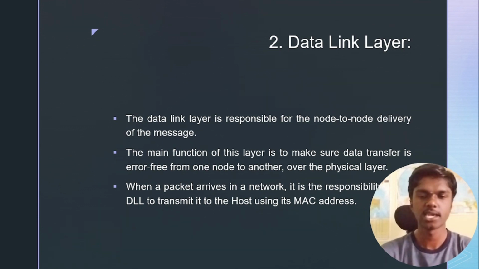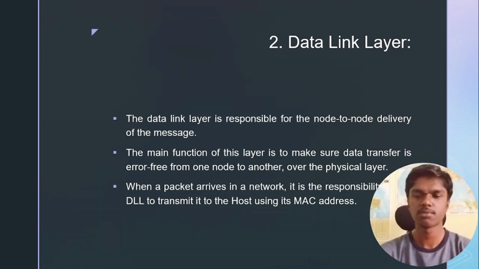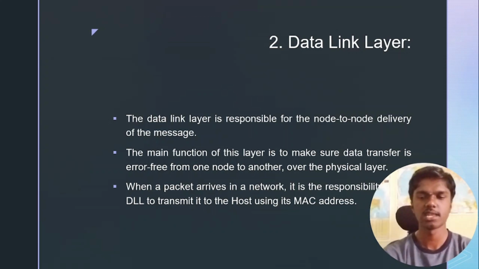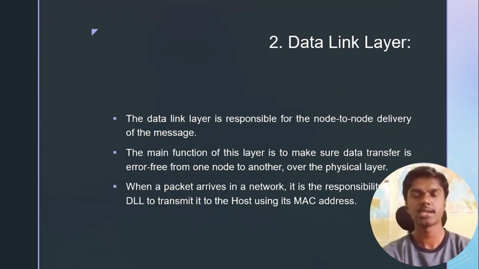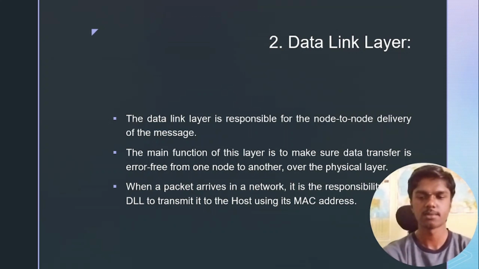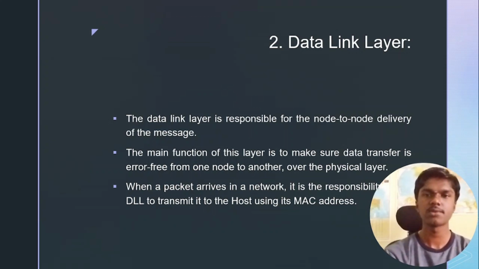Then we have the data link layer. The data link layer is responsible for the node to node delivery of the message. The main function of this layer is to make sure that the data transfer is error free from one node to another over the physical layer. So it makes sure that there is no error when the data is transferred from one layer to another through the physical layer. So when a packet arrives in a network, it is the responsibility of the data link layer to transmit it to the host using its MAC address.